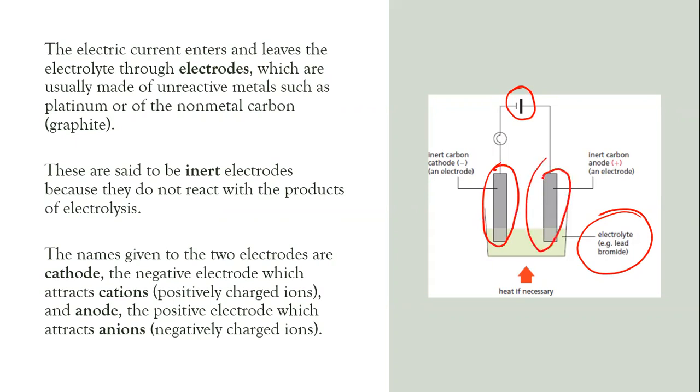So electrodes are simply the substance that will allow the electric current to enter or leave the electrolyte. The battery is generating this electrical current, right? This electrical current is flowing through your wires. After it flows through your wires, you need to have something that will allow this electrical current to enter into our solution. And this is where the electrodes come in.